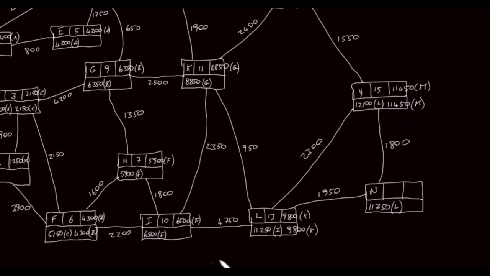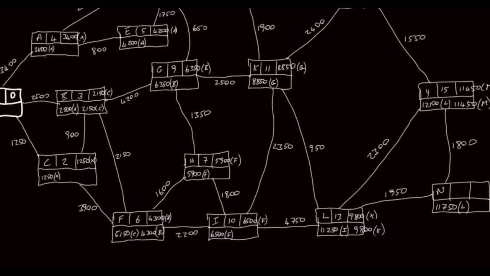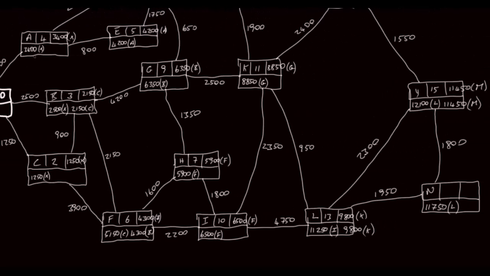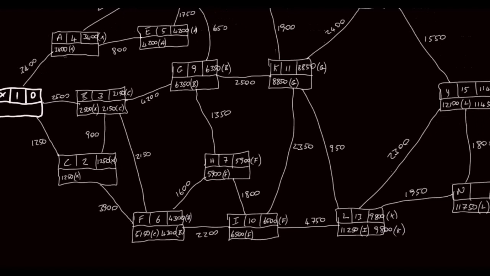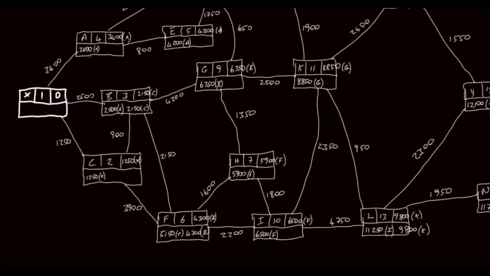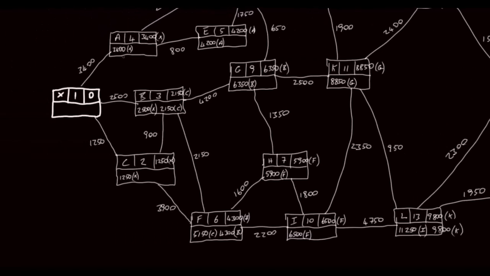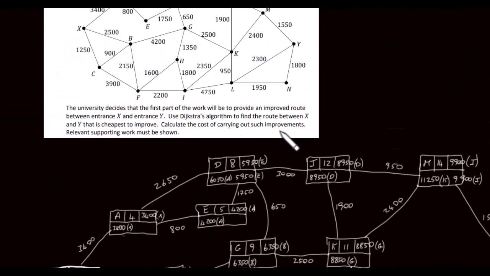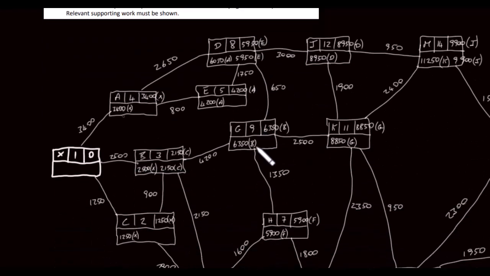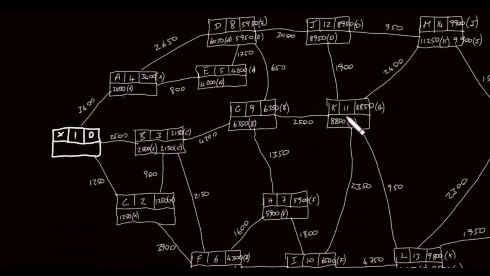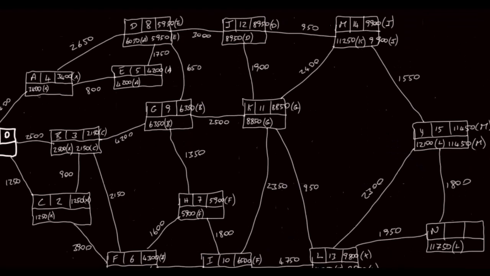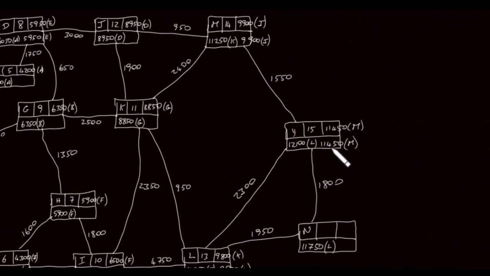Okay, so that was it. It's kind of a long-winded question and not enough space on the paper. I thought you probably had to turn it sideways, but that's my answer there anyway for this part of the question. Calculate the cost of carrying out such improvements. So the cost then, the answer then, is 11,450. That's this number here, 11,450 euros.